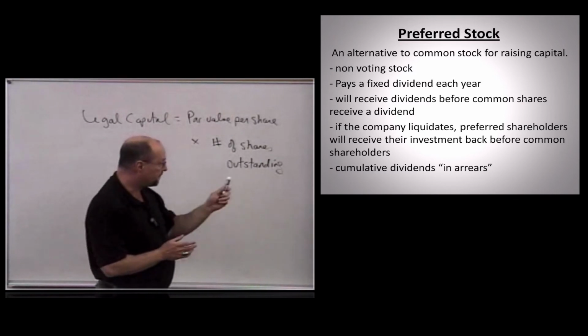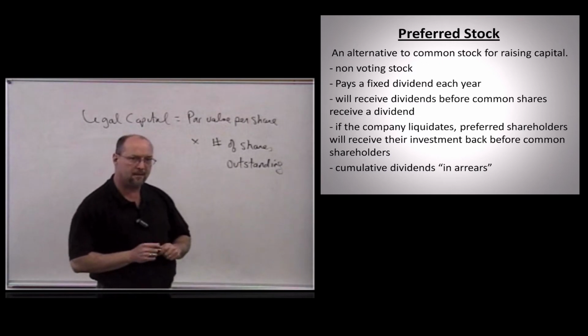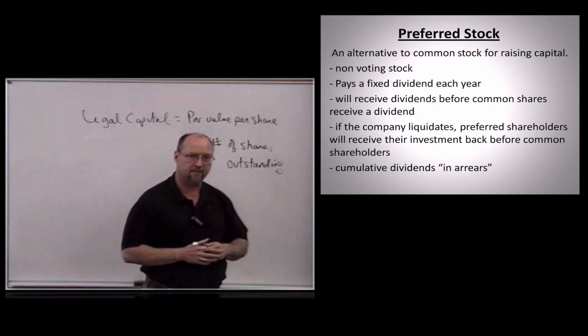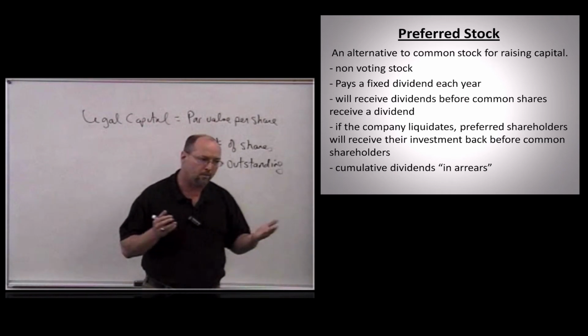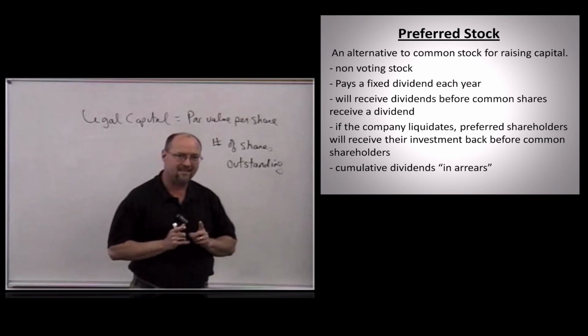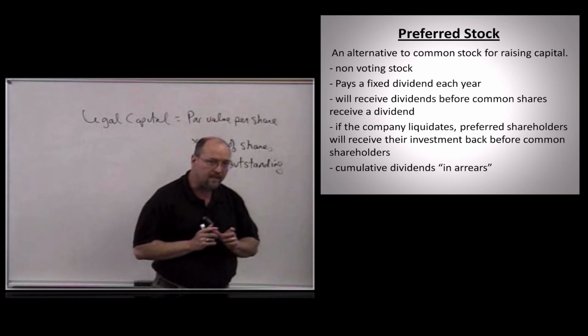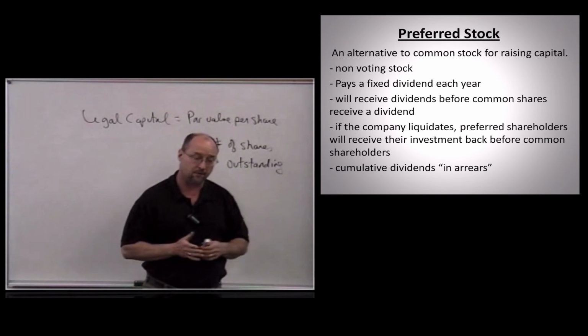So if you have cumulative preferred stock, any dividends that are not paid this year will be paid in a future year. Sometimes preferred stock is non-cumulative, and that means if we don't pay a dividend this year, you're out of luck. Better luck next year. Common stock is always non-cumulative. It's never cumulative. So if we don't pay a dividend this year, you don't get a dividend.